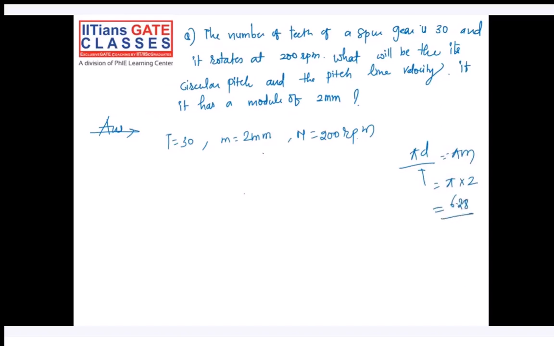Circular pitch, check the answer, Shruti. Circular pitch means pi d by t, and d by t is the module, so it's pi times module, so it is 6.28. You should get the answer.